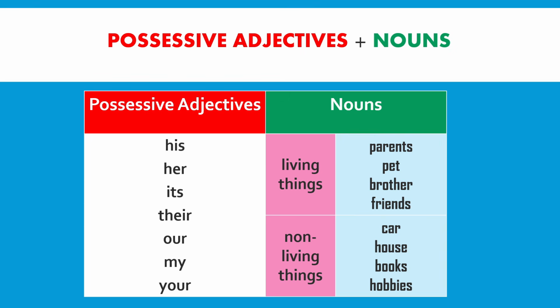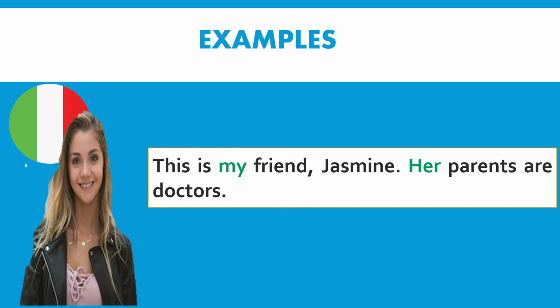Nouns are divided into two categories: living things and also non-living things. An example of using possessive adjectives, let's read the sentence together. This is my friend Jasmine. Her parents are doctors. Like what I said earlier, possessive adjectives are used before the noun. So where are the possessive adjectives? We look at the green words. The first one is my. The second one is her. And these are possessive adjectives.